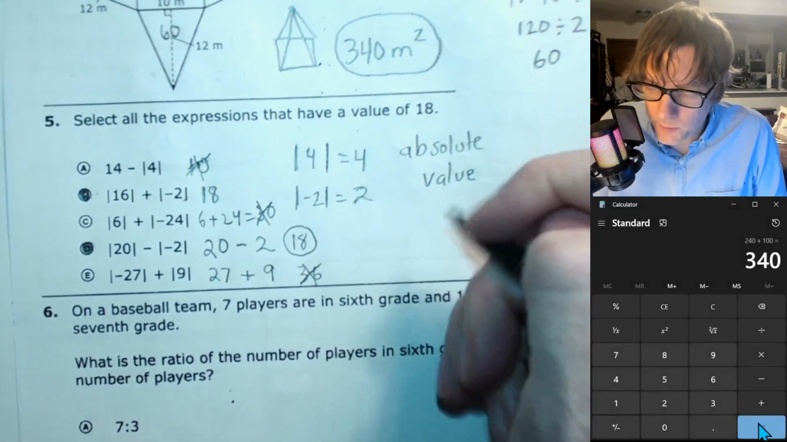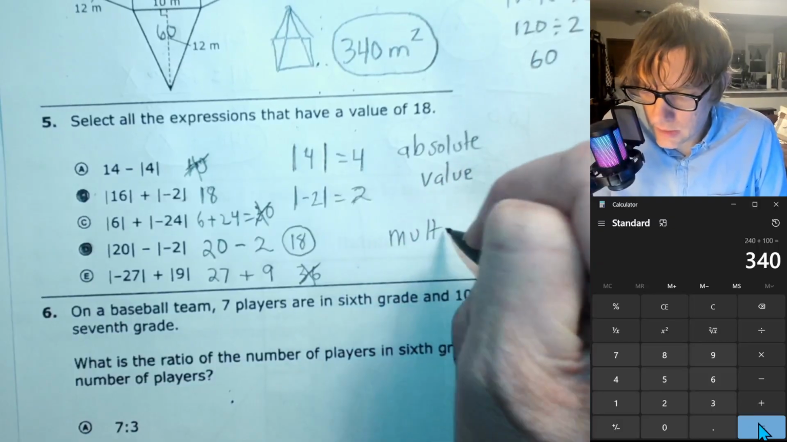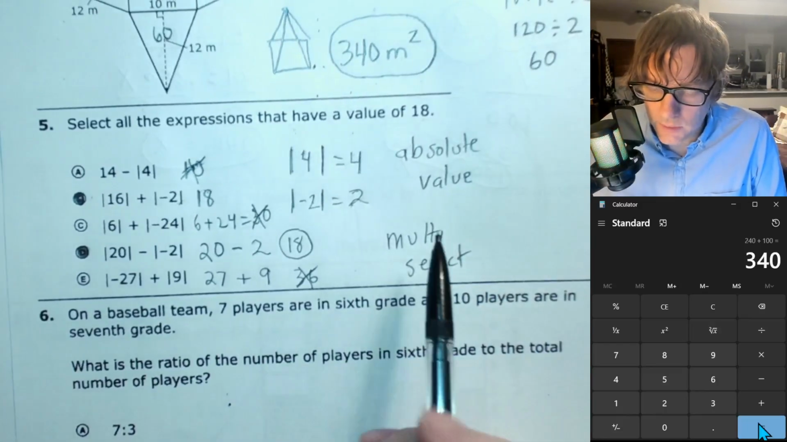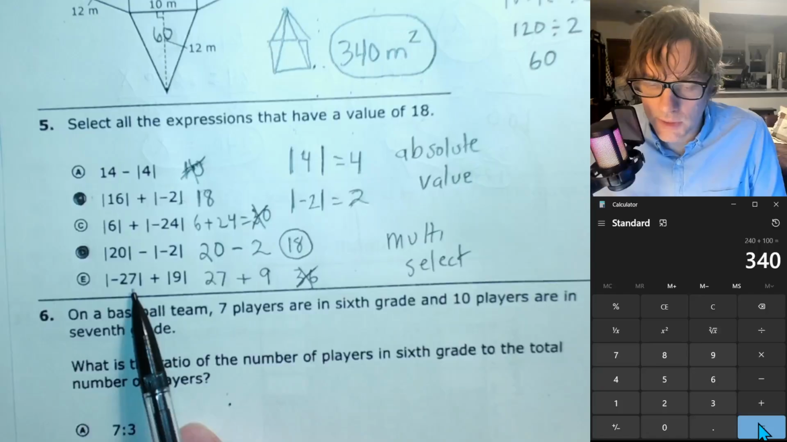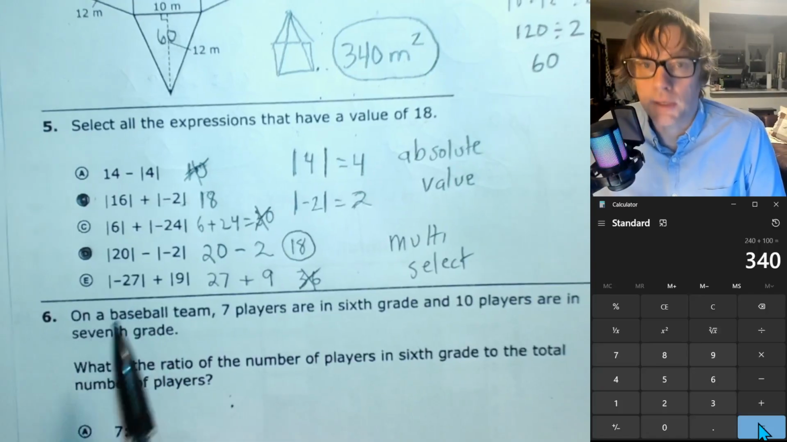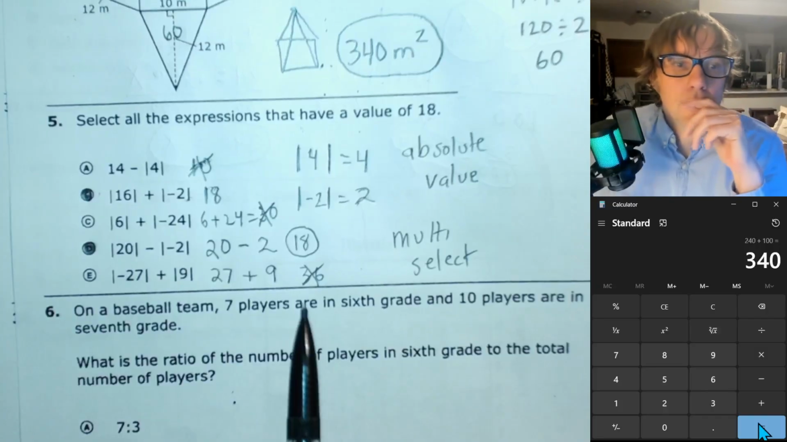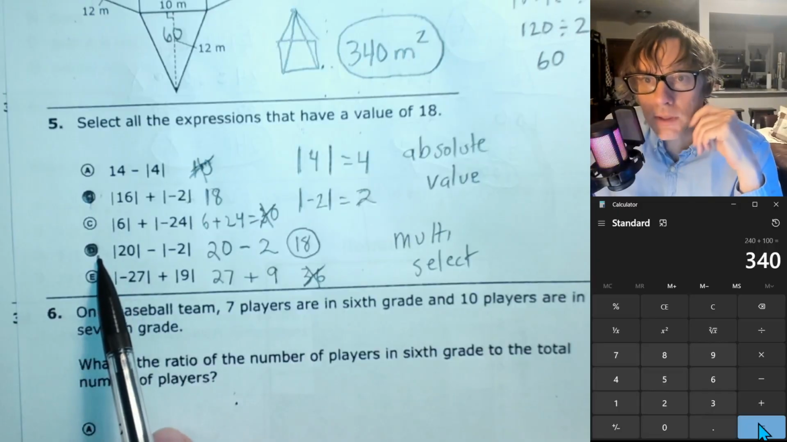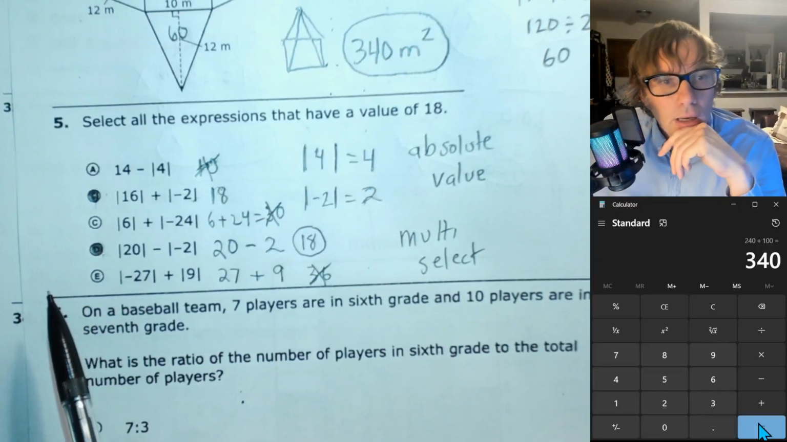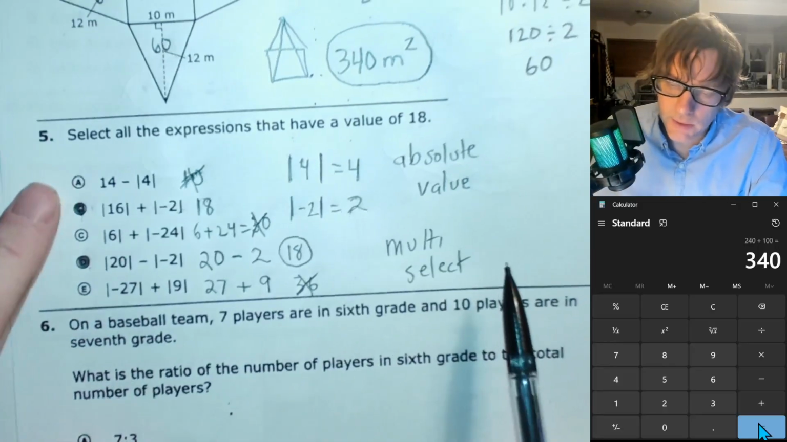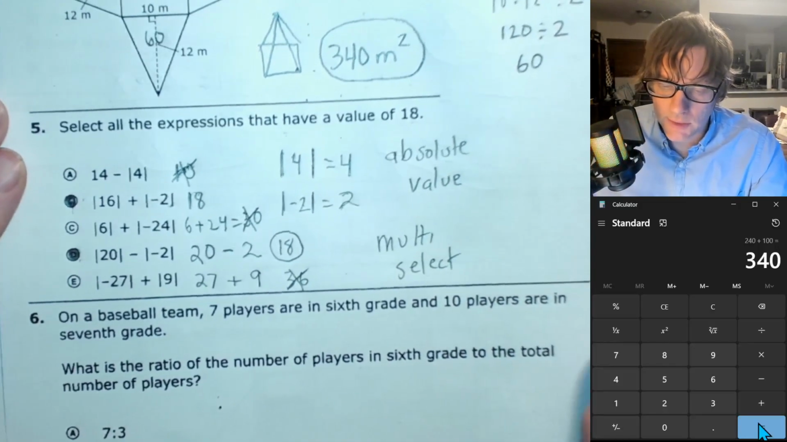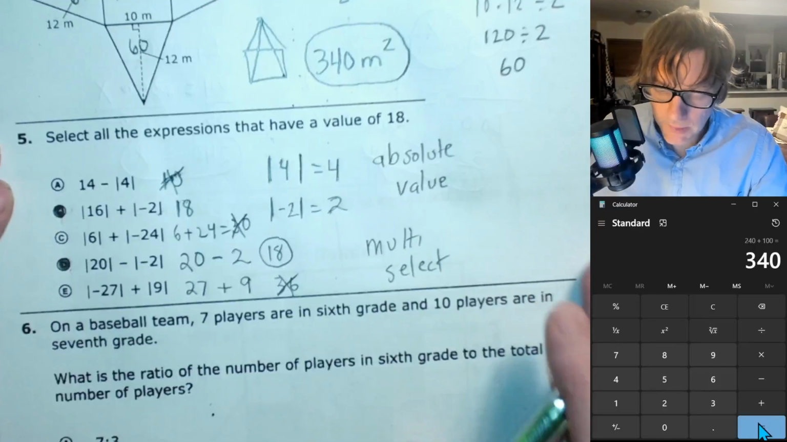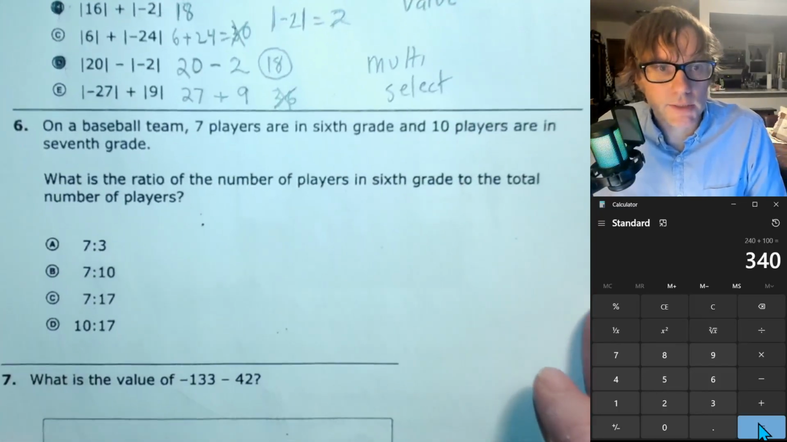Guys, again, this type of problem is called multi-select. Multi-select means that you need to bubble multiple answers in order to get it right. If you bubble anything wrong, the entire problem is wrong. So I had to perfectly bubble B and D in order to get this one right. And basically you can't guess on these. If you try to guess on these, you're going to get the whole problem wrong. You have to be perfect and very careful whenever you do these problems. All right, moving on to number 6.